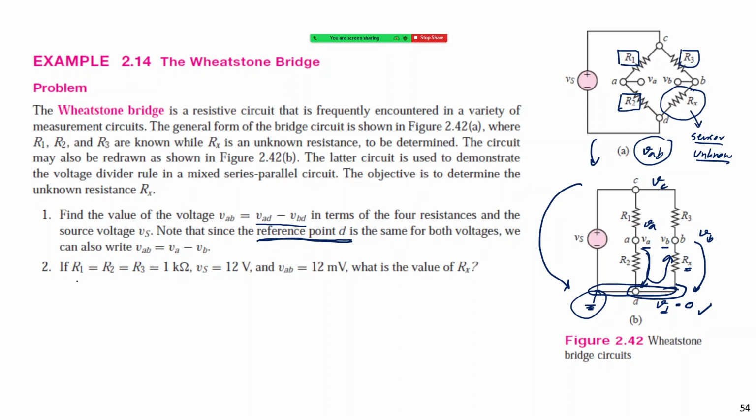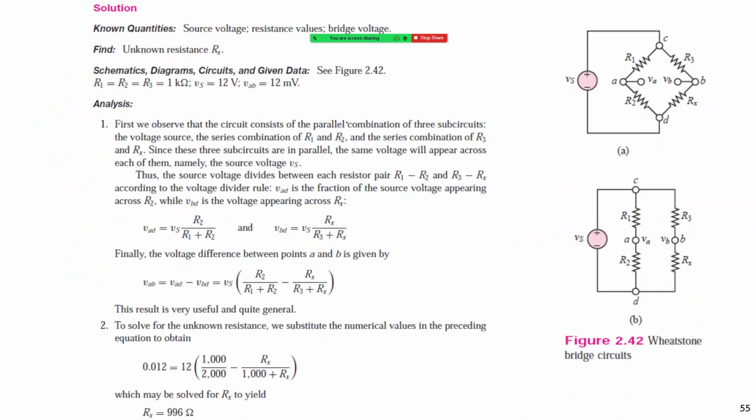So in this case, if R1, R2 and R3 are each 1K ohm, right? 1K ohm, 1K ohm and 1K ohm, and VAB is 12 millivolts. Find the value of Rx here. So R1, R2, R3 are 1K, 1K, 1K, or 1000 ohms in other words. Vs is 12 volts.